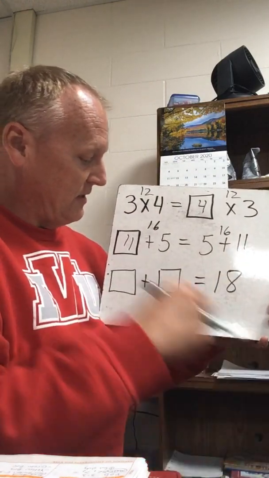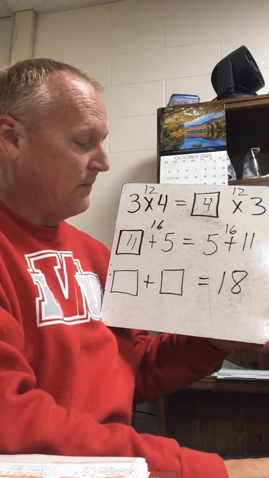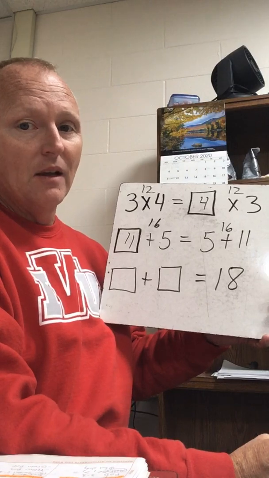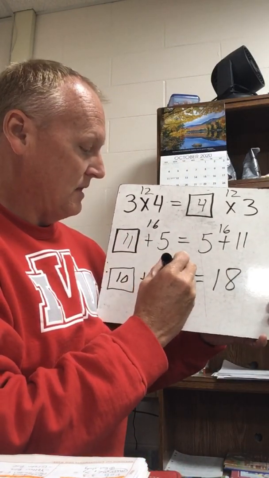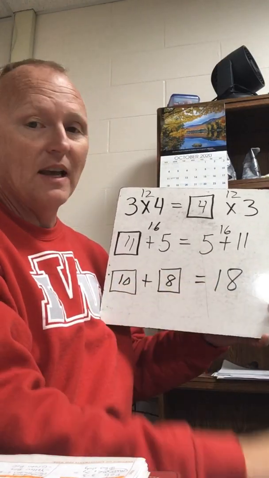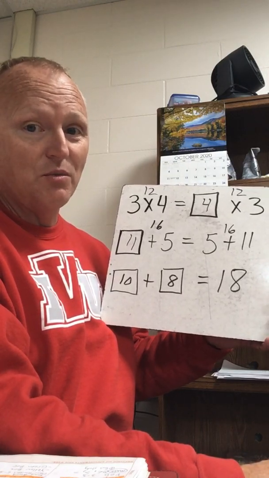Both sides are equal. So it went from number sentence to equation. Here we have a number sentence that has two variables, two unknowns, things that are missing. Something plus something must equal 18. Well, we could do 10 plus 8. Now we have 18 equals 18.